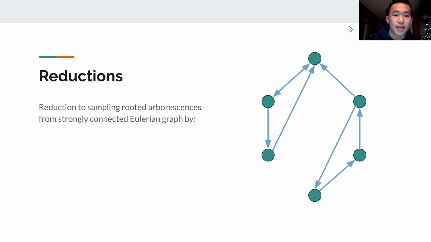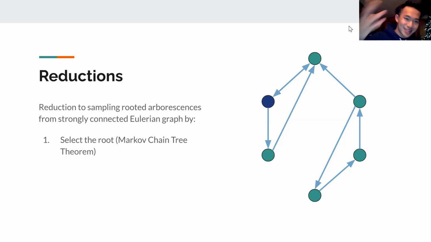given some directed graph that's weighted, we can reduce this problem to sampling arborescences with already a fixed root and making sure that the graph is strongly connected. And we do this by first fixing the root of our arborescence. The Markov chain tree theorem says basically the probability that a vertex is the root is the same as its stationary distribution. The stationary distribution can be calculated with a bunch of linear algebra, so we can randomly select our root. And once we have our root, then we can add some extra edges to our graph.